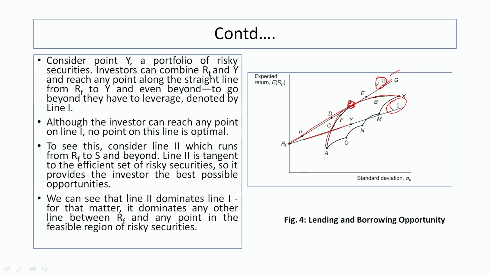So we can see that line 2 dominates because in line 1 there is no optimal portfolio because it is not tangent to the efficient frontier. But in case of line 2 it is tangent, and we are getting an optimal point over here, or tangent point over here, or we can say the intersection point between RF, the risk-free instrument, and the risky instrument. So it becomes an optimal portfolio. So we can see that line 2 dominates line 1. For that matter, it dominates any other line between RF and any point in the feasible region of the security.